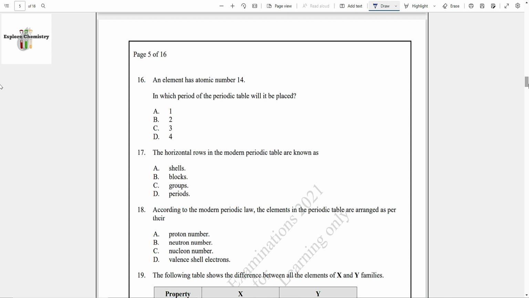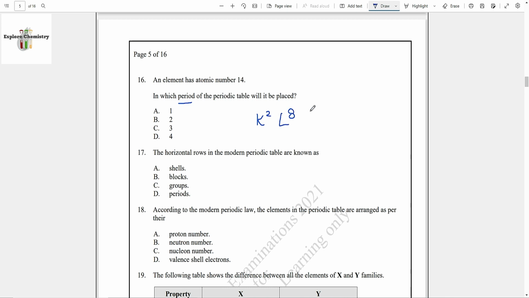Number 16, an element has atomic number 14. In which period of the periodic table will it be placed? For checking the period, you should know the number of shells present in the structure of that atom. For 14 electrons, you can see the electronic arrangement, how these 14 electrons will be filled in electronic shells and how many shells will be utilized.